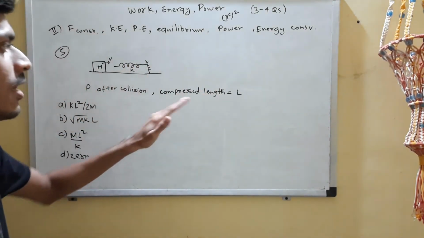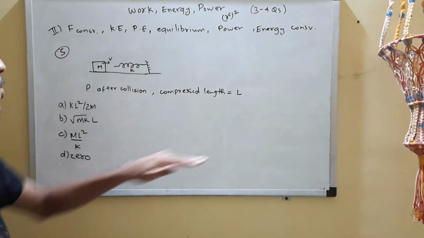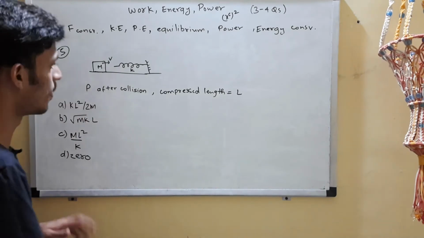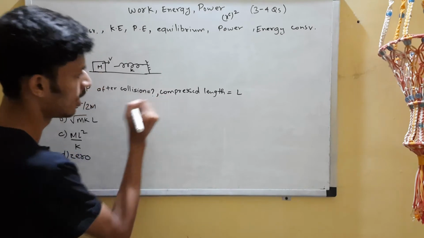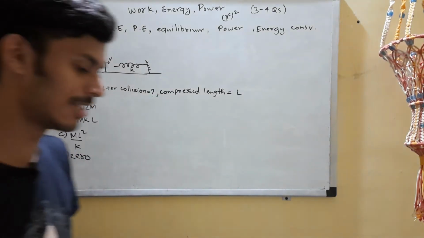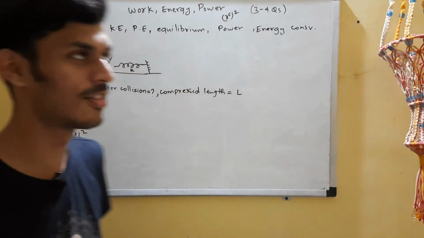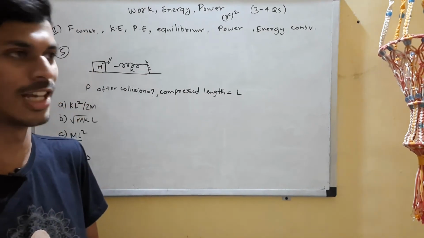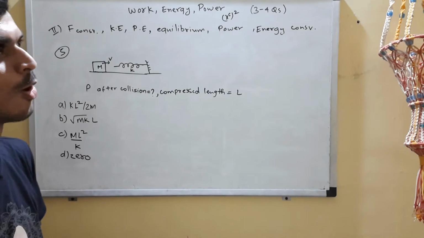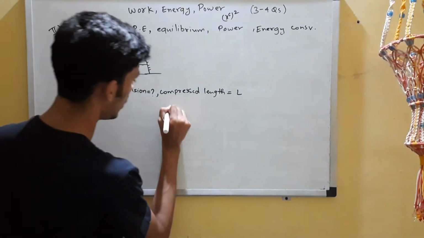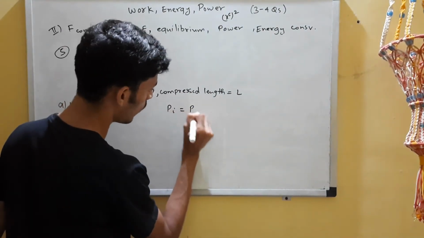That compressed length is L. You are supposed to tell what is the momentum after collision if the compressed length is L. Actually, momentum will be conserved. Momentum is in fact conserved in all types of collisions. So the final momentum will also be mv, so initial momentum is equal to final momentum.